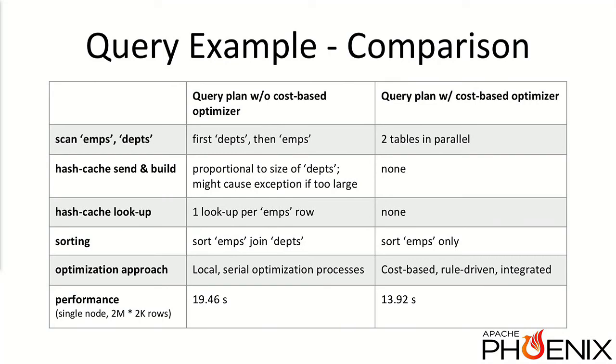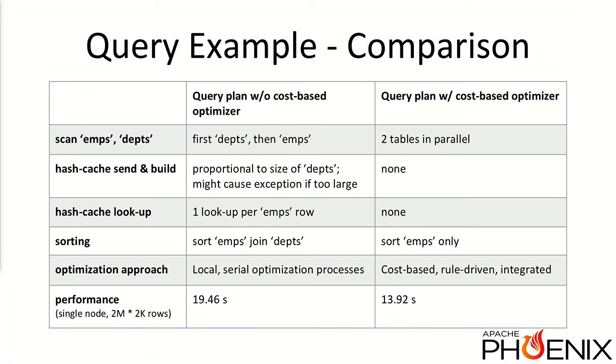First of all, the scan of both tables is inevitable. But in the first plan, since it chooses to do a hash join, the scan of the build side, the department table, has to be done prior to the scan of the probe side. While in the second plan, the scans of the two tables are performed in parallel. And also, in the first plan, we have to send the results and build the hash cache on the HBase servers, the overhead of which will depend on the size of the department table. And for each row that comes from the employee table, we'll have a lookup cost.